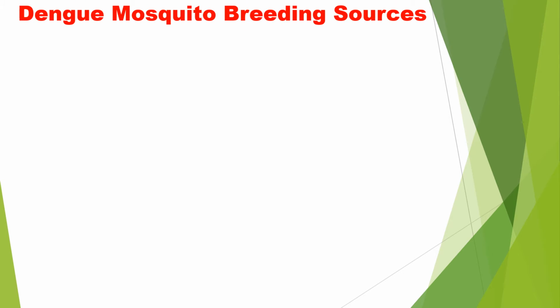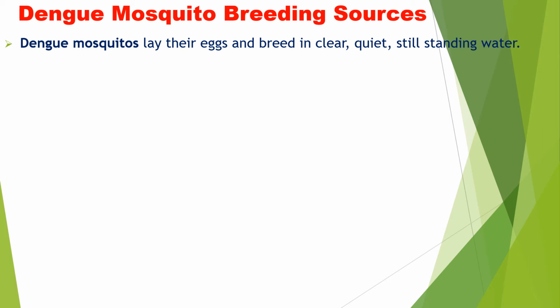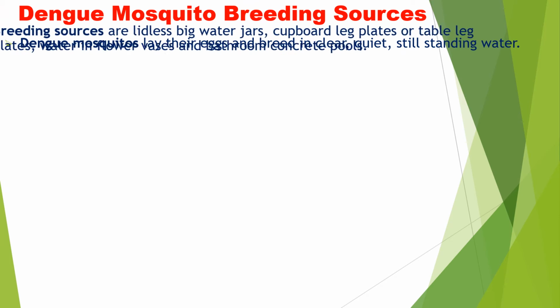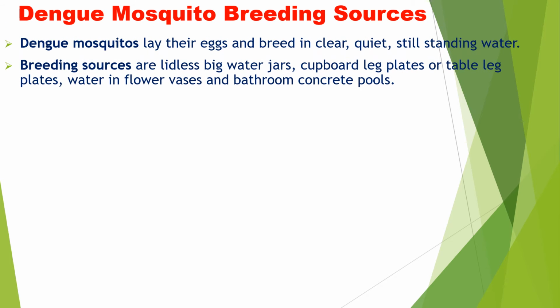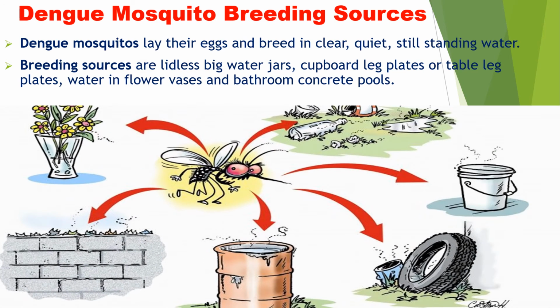Where are the dengue mosquito breeding sources, or where do they stay? Dengue mosquitoes lay their eggs and breed in clear, quiet, still standing water. Breeding sources are ladles, big water jars, cupboard leg plates or table leg plates, water in the flower vases, and bathroom concrete pools. These are the dengue mosquito breeding sources.